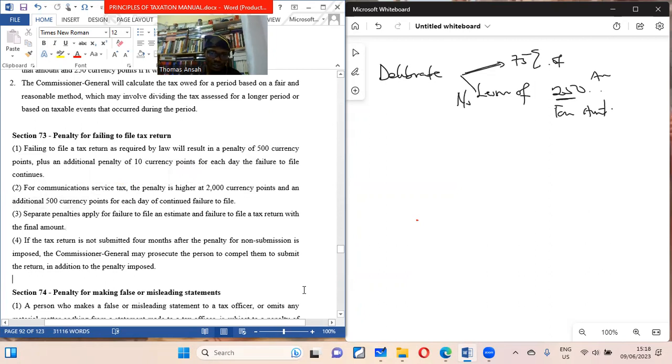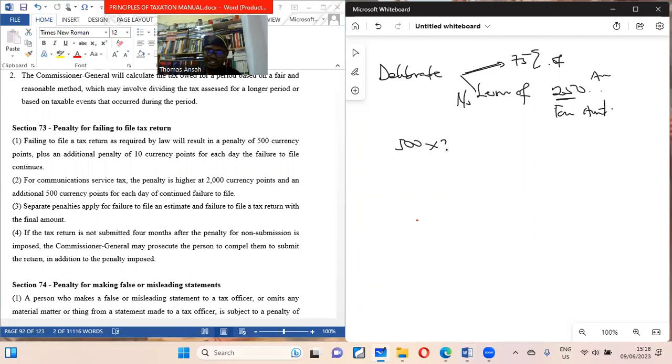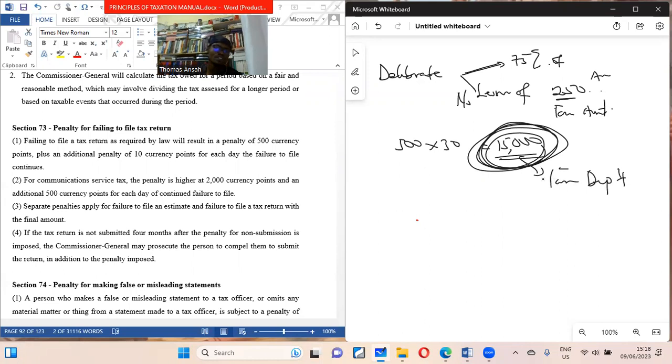If you multiply this 500 cedis by 30 days, how much is that? I think it's 15,000. So if you don't employ the correct person, that's why in these kinds of companies they have a tax department, because the penalty of this is big. Even this one that is 10 cedis times 30, it is 300. So even this one, you are paying like 800 cedis the first month, and it's going to continue. So hire the correct people.